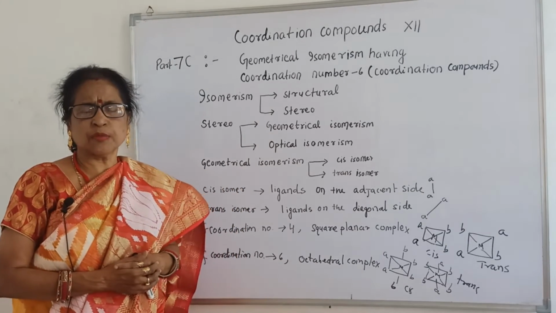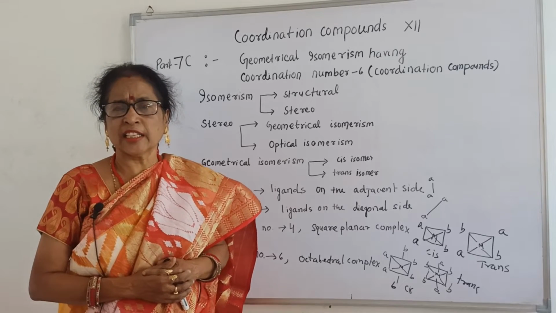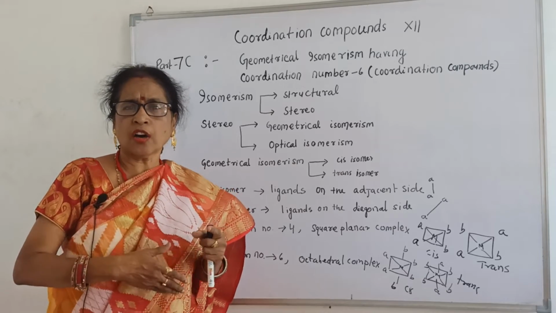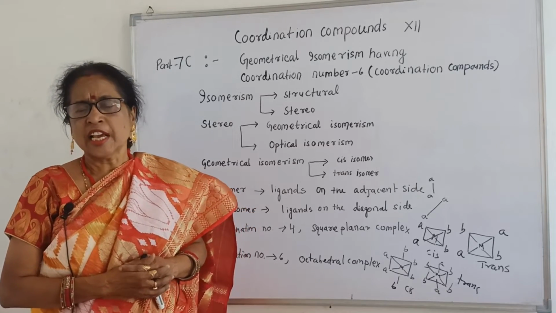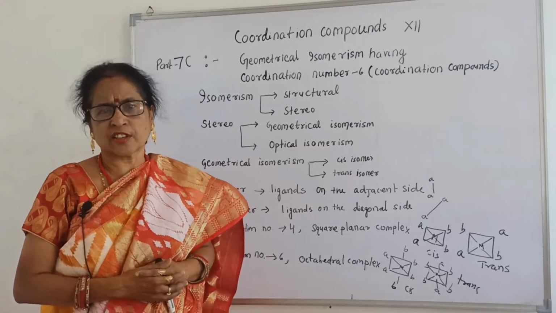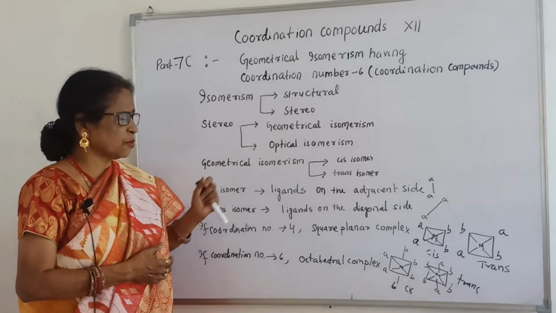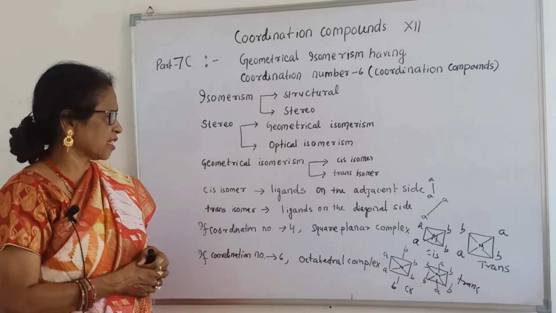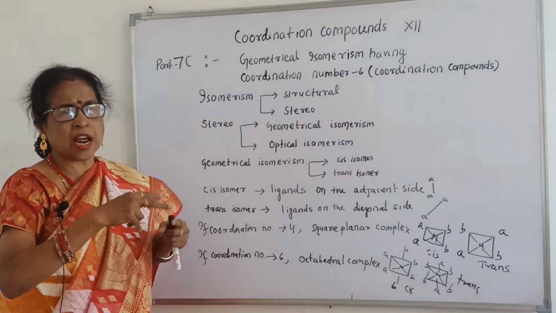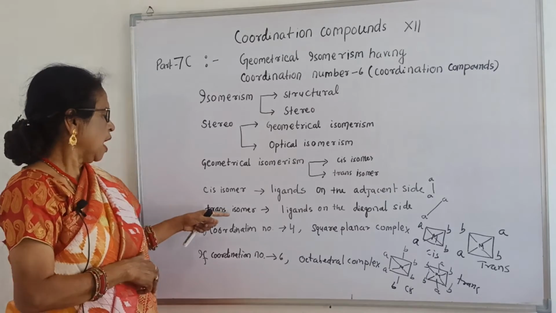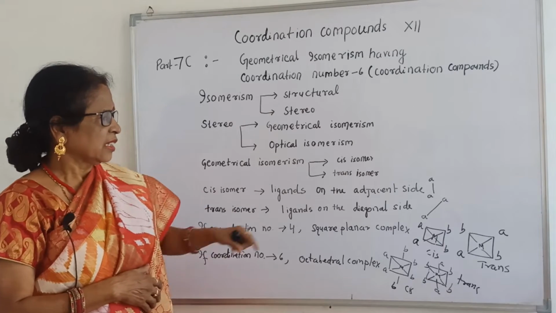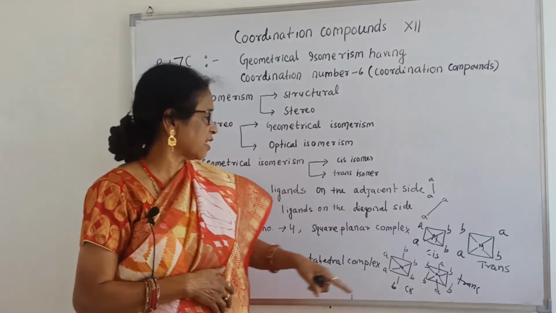Now in geometrical isomerism, the arrangement of ligands in space is either on the adjacent side or on the diagonal direction. If it is on the adjacent side, that is called the cis isomer. If on the diagonal side, it is called the trans isomer. Geometrical isomerism is of two types, cis and trans. Cis means ligands on the adjacent side, where the same ligands should be present. And in trans isomers, the same type of ligands are present on the diagonal side. This is the adjacent side, this is the diagonal side.